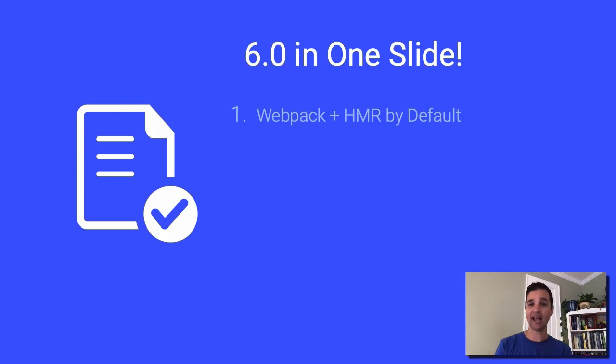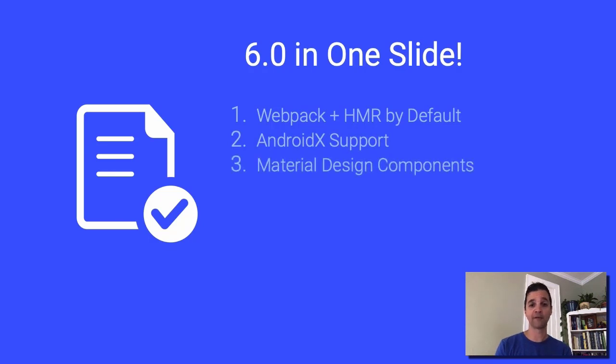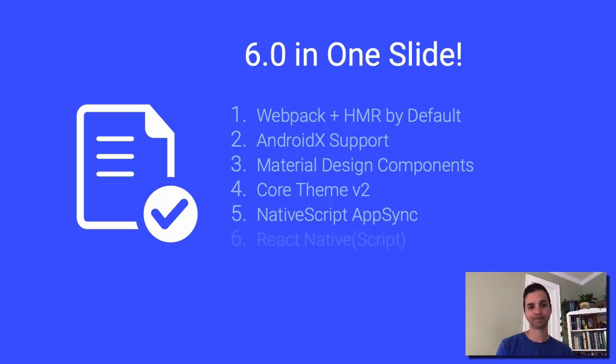The Webpack and HMR build workflow is now the only way to develop with NativeScript. This will lead to some better productivity and definitely improved app performance for you. Android X support is here, and along with it is upcoming support for material design components. Speaking of design, the NativeScript core theme has been revamped for this release. And you saw our look at code push as NativeScript App Sync builds on the foundation of Microsoft's offering to provide app updates with the click of a button.